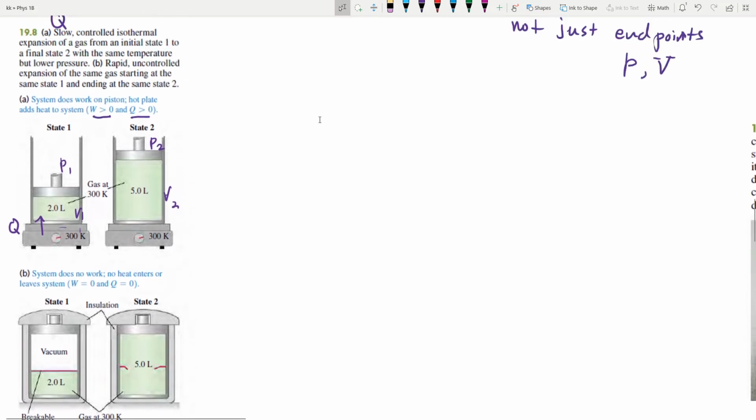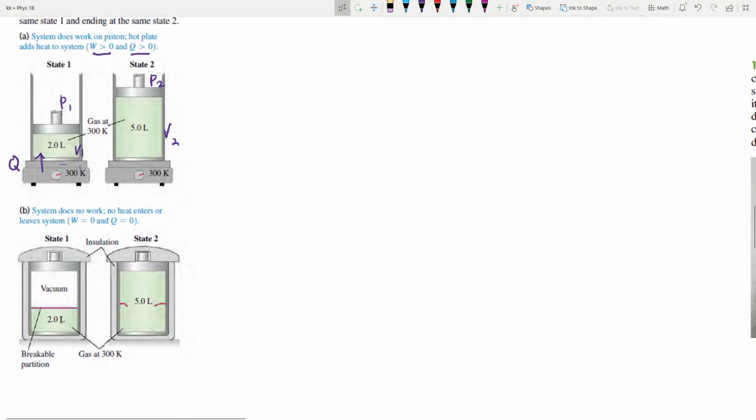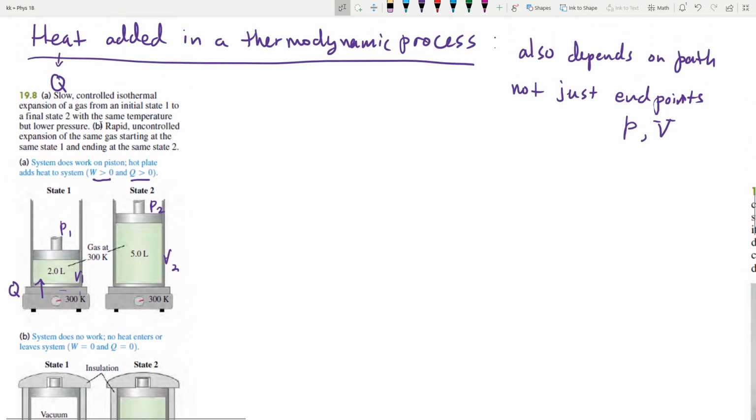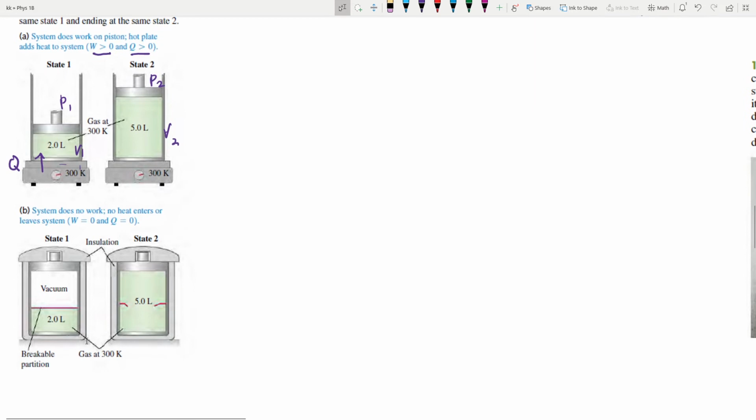The other possibility is what's called free expansion, which is this picture down right here. I was alluding to this earlier at the wrong time. So it's rapid, uncontrolled expansion of the same gas, starting with the same state and ending at the same state. So the final state is 5 liters. It started at 2 liters. And in both cases, the gas is at 300 Kelvin.